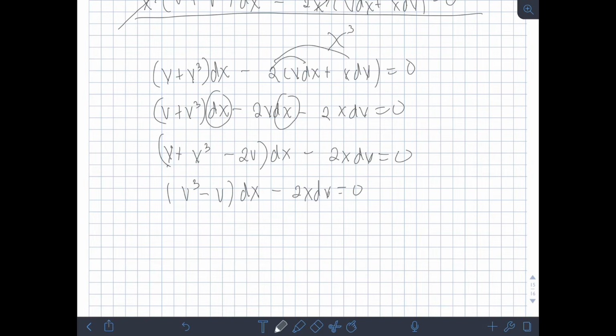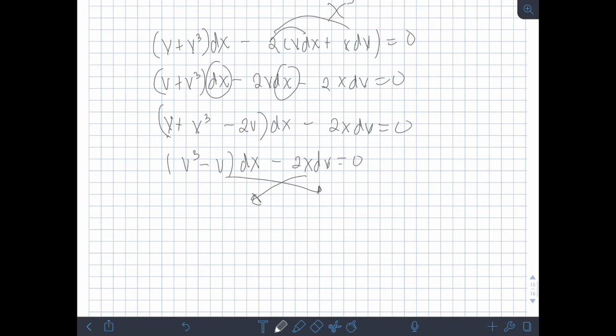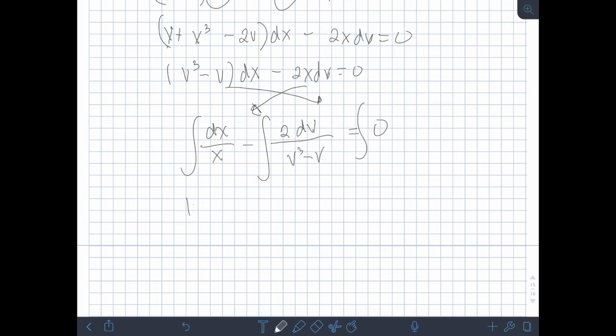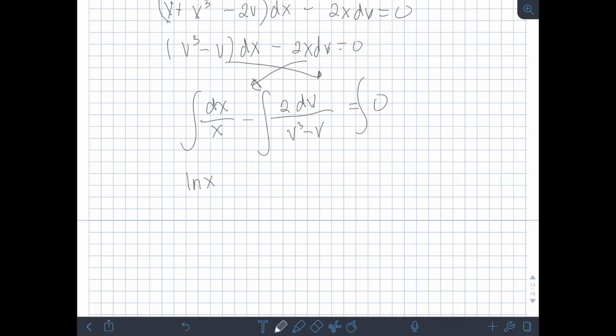So, ilipat ko lang dito yung x sa baba, tapos itong v cubed minus v dito sa baba. So, parang dx over x minus 2 dv over v cubed minus v. Okay? Equal 0. Now, pwede na nating integrate both sides. So, we have integral nitong dx over x is simply ln x minus integral nitong 2 dv over v cubed minus v is gamit tayo ng partial fraction.